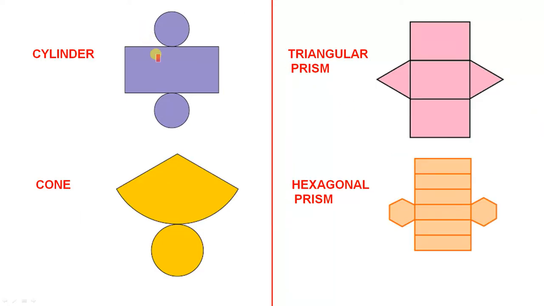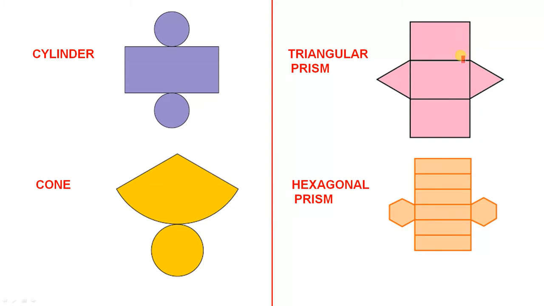With a cylinder, that's a very straightforward one. All you have here is a rectangle and 2 circles. That's for the base and the top. That gives you your cylinder. For the cone, you've got this sector here, which is part of a circle, and you've also got the circle here. That could represent the base of the cone.